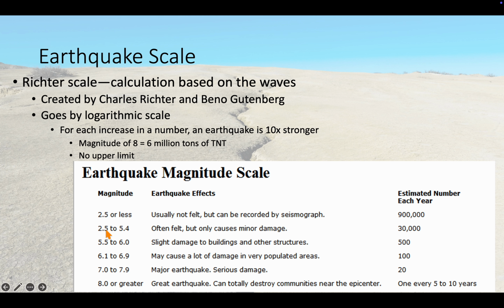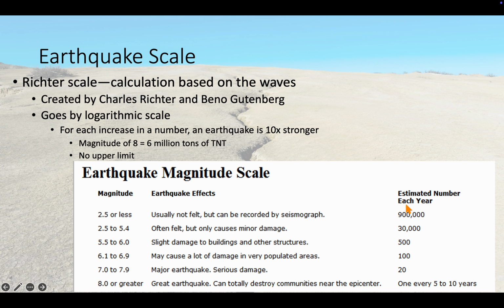So for every number you go up, if we're going from 2 to 3, 3 to 4, 4 to 5, and so on, it's going to increase 10 times stronger going from level 2 to level 3, and 10 times stronger again from level 3 to level 4. So you're talking a whole lot stronger when we get up into the 8s. It would be 10 times for every single number going higher.